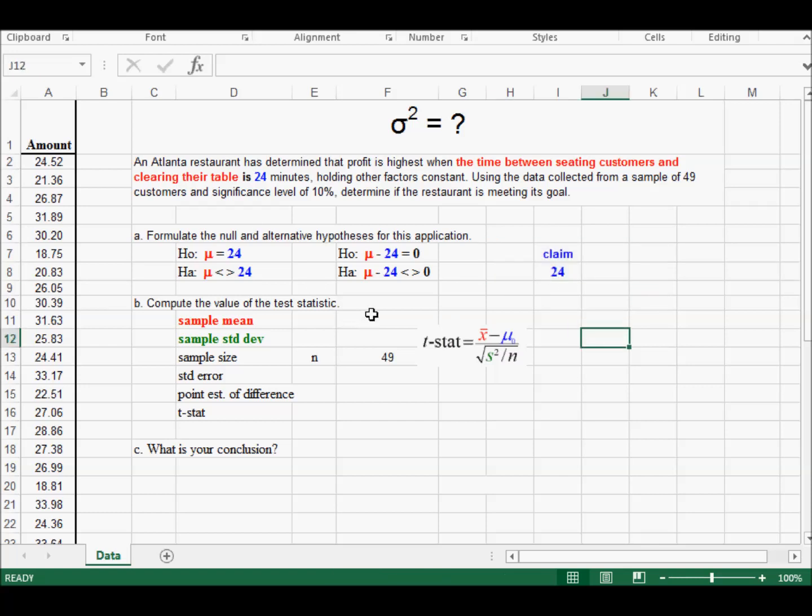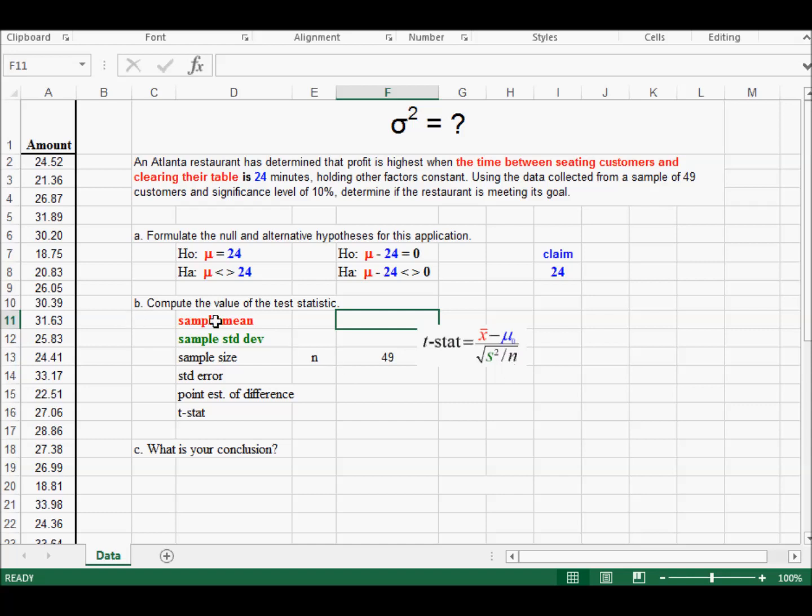Okay. So the t-stat, in summary, is the ratio of the point estimate in this difference divided by the standard error down here. So we need three things to compute the test statistic, actually four. We need the sample mean, which we're going to compute right here. We have the manufacturer's claim of 24. And then we need the sample standard deviation, which we're going to square. Sample standard deviation squared is a sample variance. We're going to divide that by n.